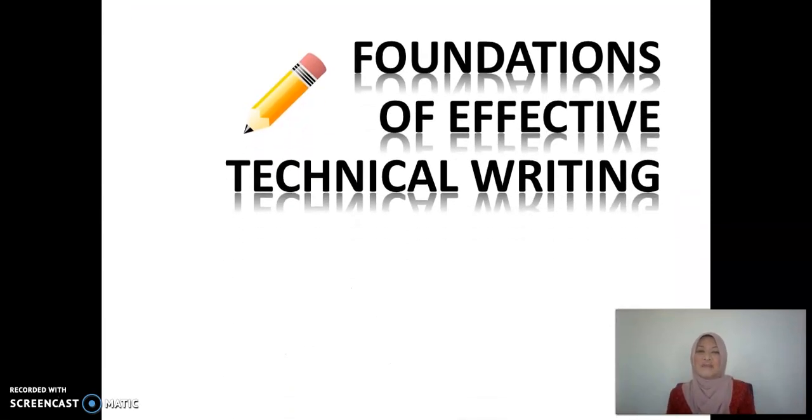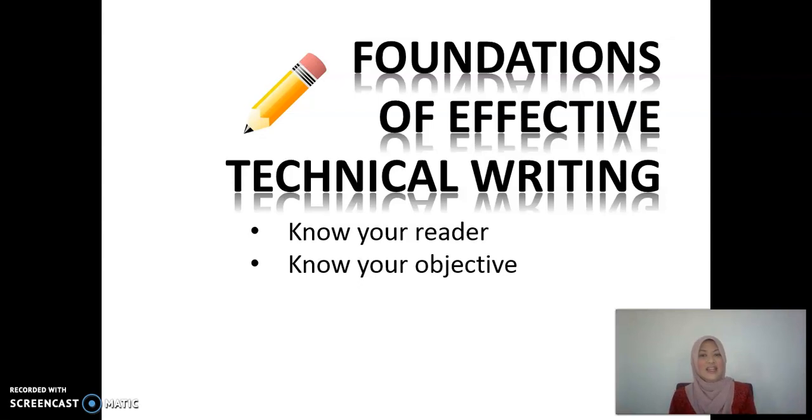All right, finally, the foundation of effective technical writing. There are three foundations of effective technical writing. First, you need to know who your reader is. Second, you need to know what your objective is. And finally, be simple, direct, and concise.